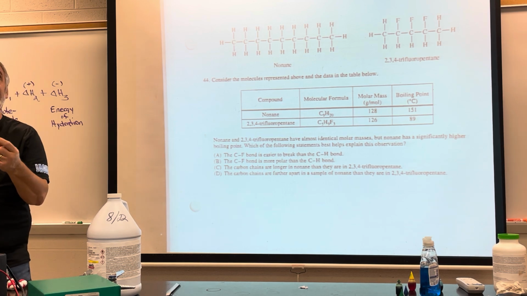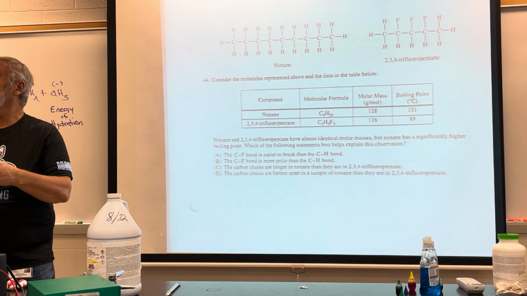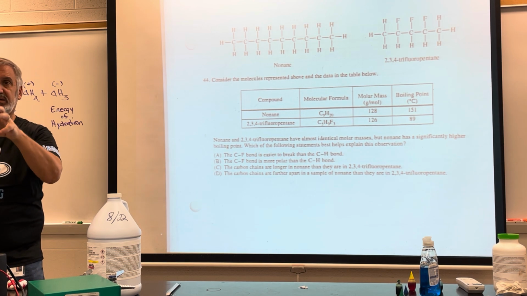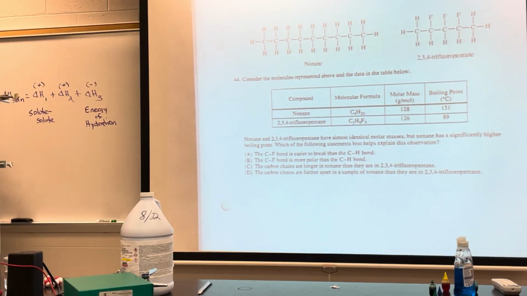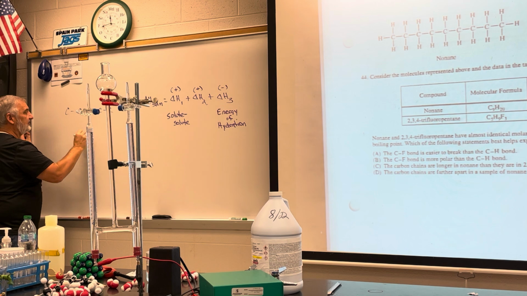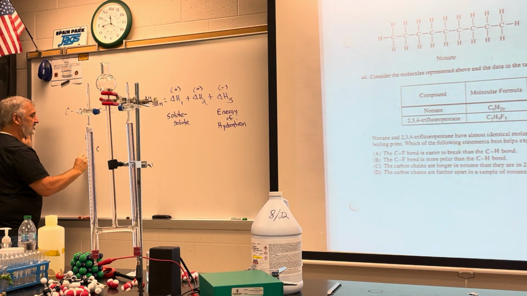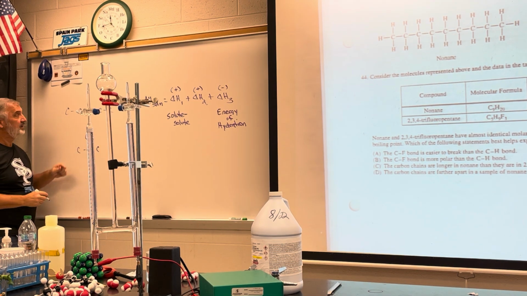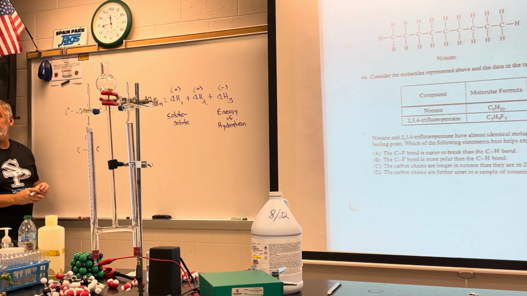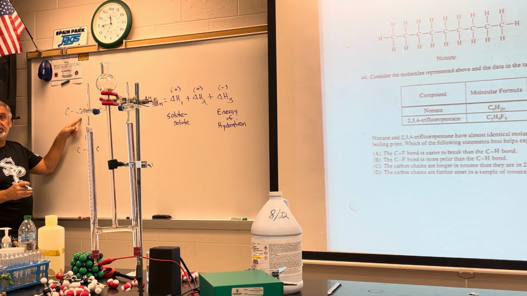So here's a variation of the question. If they gave you a straight chain hydrocarbon versus a bent one, something that looked like this, with hydrogens all around it. Even though they're both 1, 2, 3, 4, 5 carbons, they're going to be nearly the same molar mass. This is going to have more surface area than this. This is going to have higher London forces than that. It's a surface area thing.